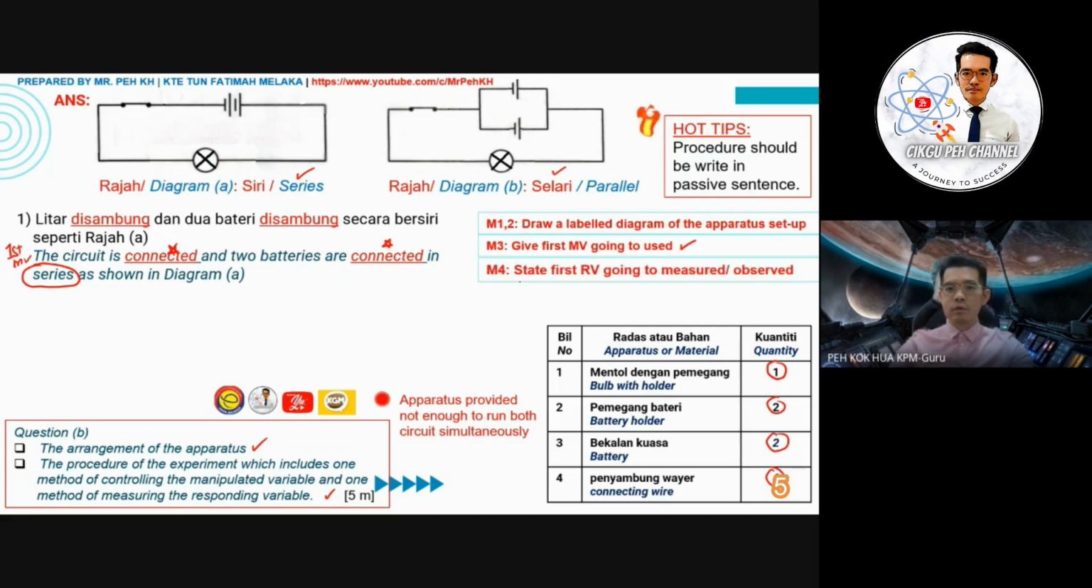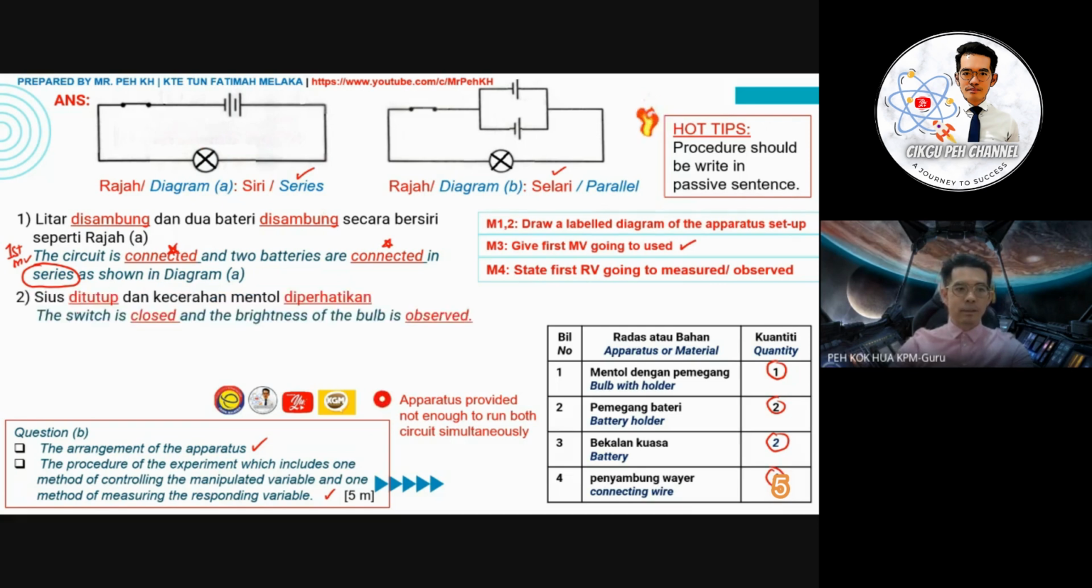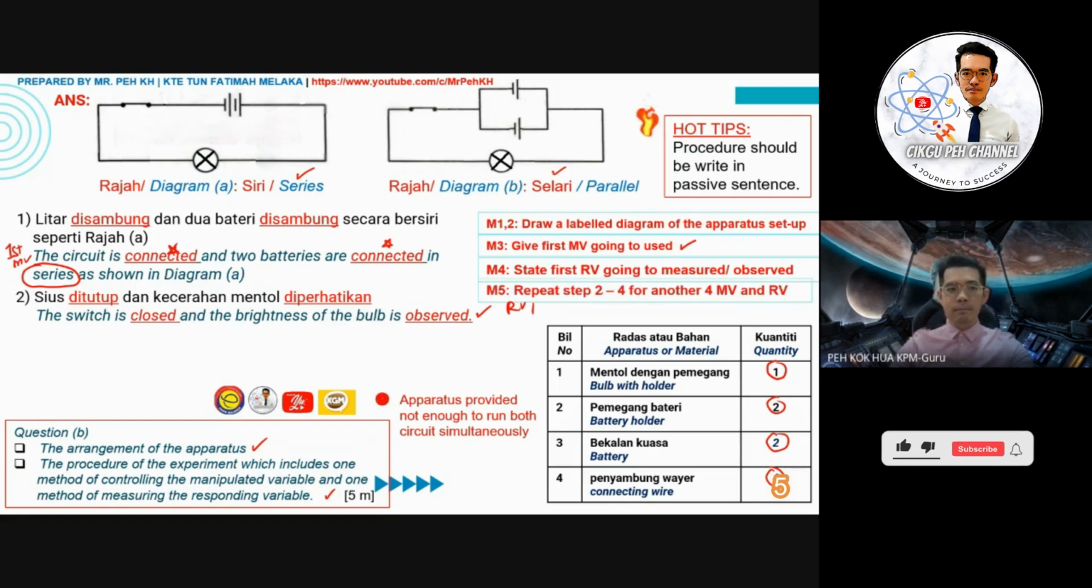Okay, then third, you need to state your first RV. So the first RV here will be the observation of the brightness of the bulb. Okay, so it will be: the switch is closed and the brightness of the bulb is observed. So this will be our RV1. And then, okay, here you need to repeat your steps. Here is actually 1 and 2 only. For the others, the MV and RV will be for the hypothesis of the experiment.